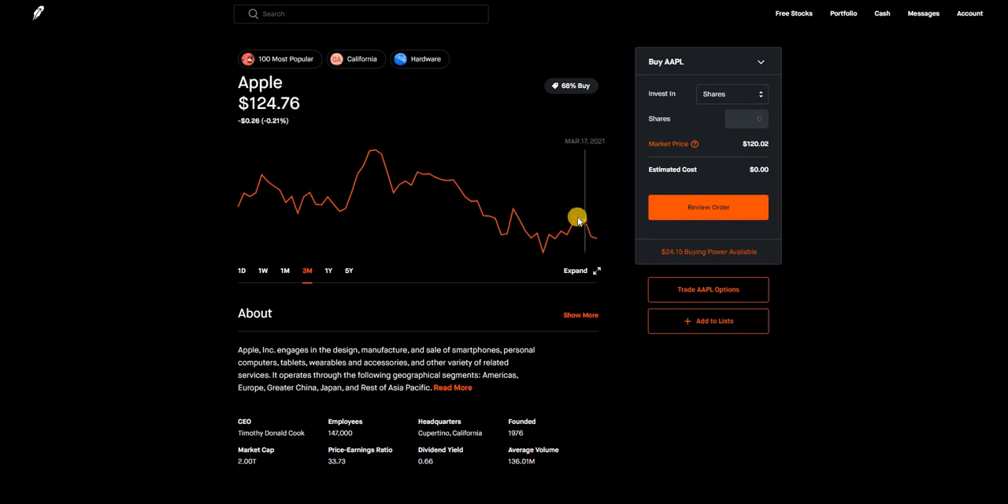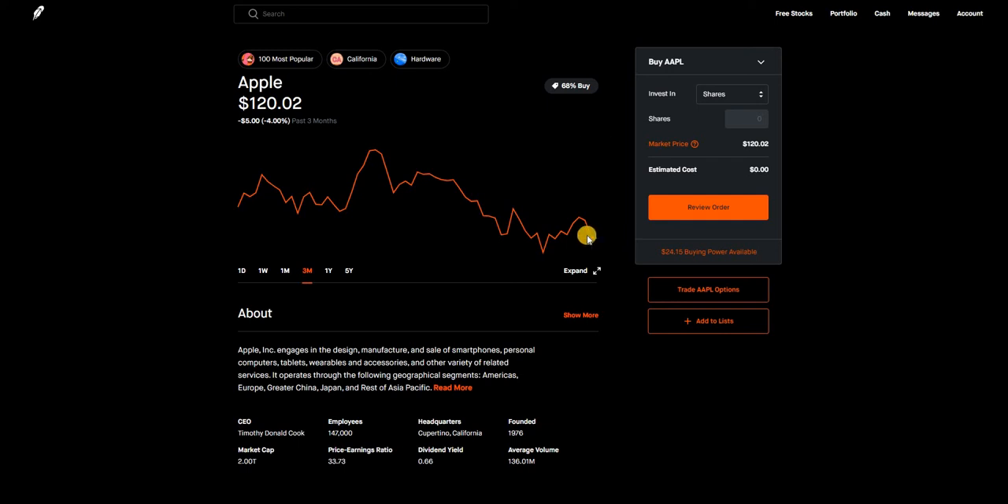It finishes below the $125 strike price. What happens is nothing happens. The option expires worthless. You get to keep your total amount of premium, which was $109 for selling that option, and you still continue to own your shares of Apple.